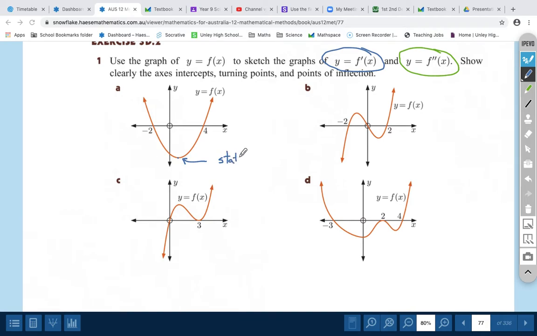Why is it called a stationary point? Because the rate of change of the function at that point is 0, right? So the gradient there is 0. Then we start going uphill. The function starts increasing. We're going uphill, and I need to try and draw a perfectly straight line through there to represent our first derivative.